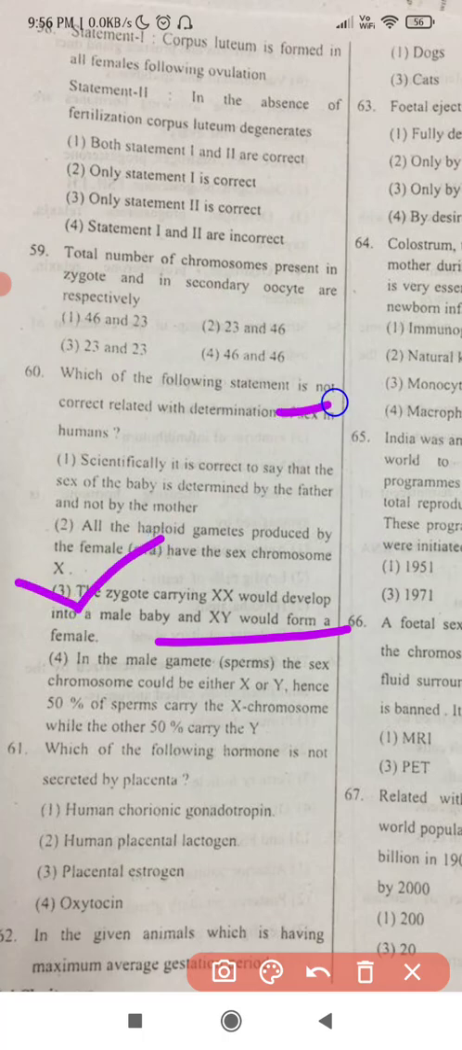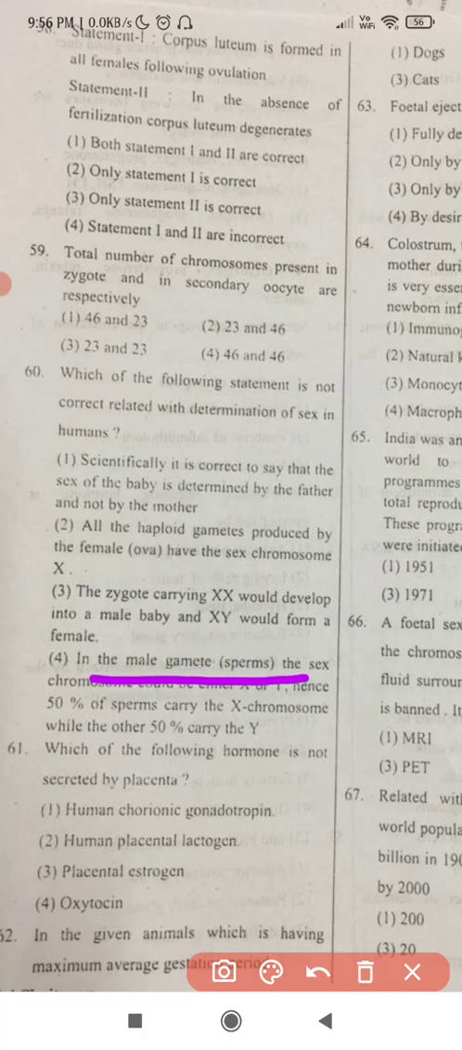It is asking about the not correct one, so the answer is option 3. The fourth statement: in the male gamete sperms, the sex chromosome could be either X or Y, hence 50% of the sperms carry the X chromosome while 50% carry the Y chromosome. Absolutely correct. So our option is 3.